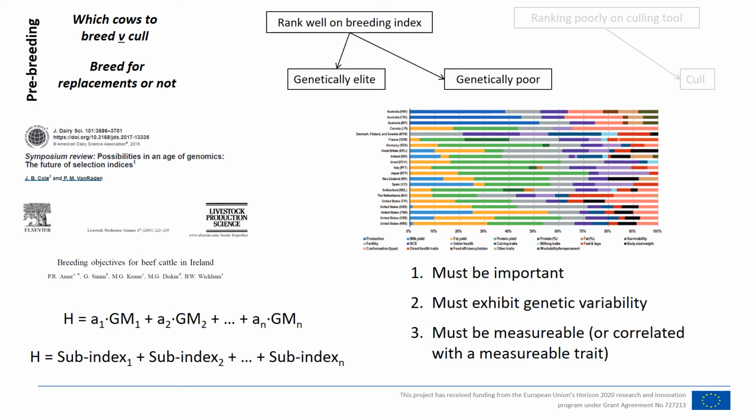Now, for a trait to be included in these decision support tools ranking indexes for breeding, it must fulfill three criteria. Firstly, it must be important, and while traditionally this meant economic importance, more and more now we're talking about social importance. Secondly, it must exhibit genetic variability. And thirdly, the trait must be measurable or correlated with a measurable trait.